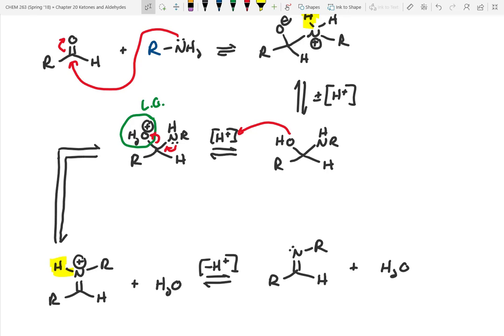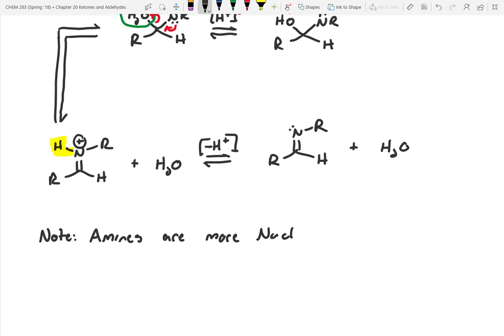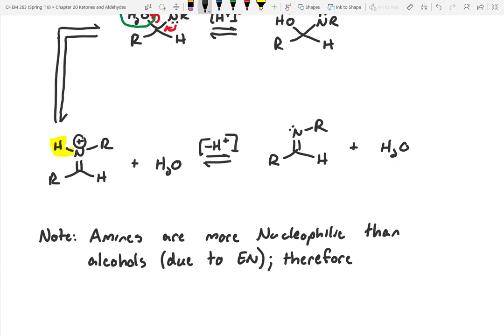So previously I said you don't want to overprotonate your amine, otherwise it will be trapped, can't act as a nucleophile. The other big difference is in this case, this amine that you're starting with is way more nucleophilic than an alcohol. Why are amines more nucleophilic than an alcohol? Does anybody know? Yeah, they're less electronegative. So let's make a note of that. Amines are more nucleophilic than alcohols due to electronegativity. Therefore, you don't have to protonate your ketone or aldehyde.